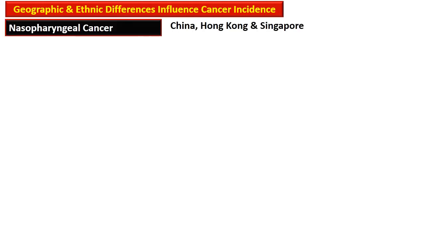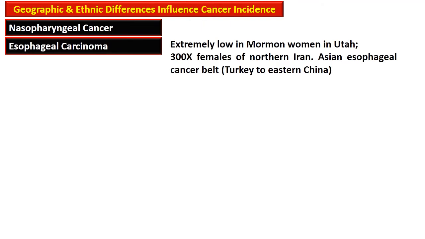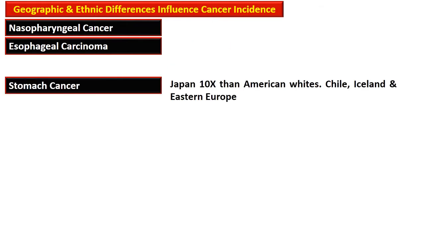Nasopharyngeal cancer is a rare cancer, but it is common in China, Hong Kong and Singapore, while esophageal carcinoma is extremely low in Mormon women in Utah, and it is 300 times more common in females of northern Iran. There is an Asian esophageal cancer belt between Turkey and eastern China, where esophageal carcinomas are more common. Stomach cancers in Japan are 10 times more common than in American whites, and similarly they are common in Chile, Iceland and Eastern Europe.